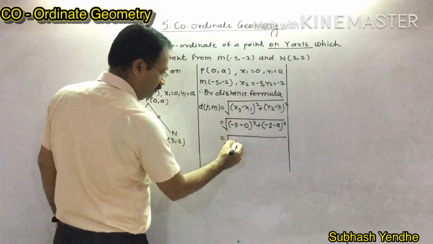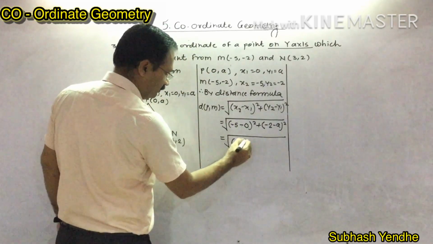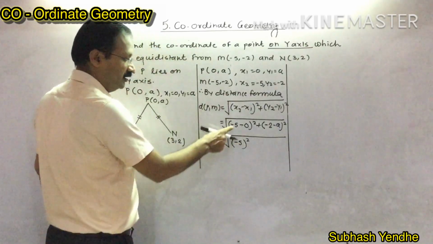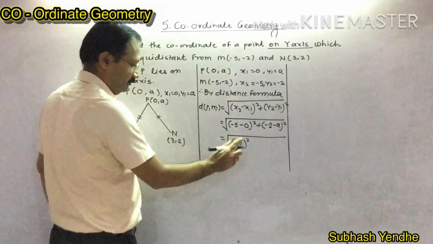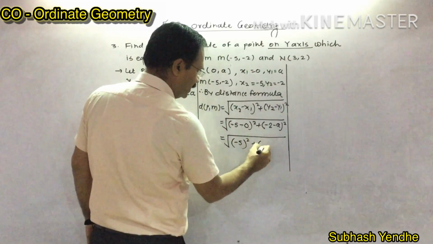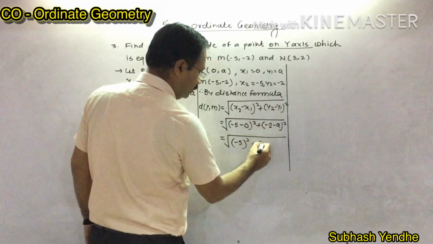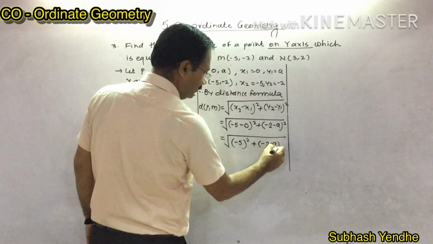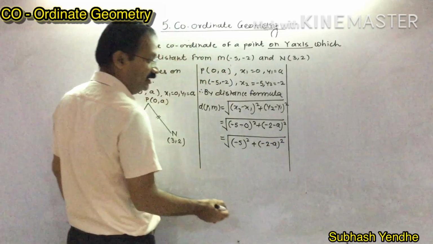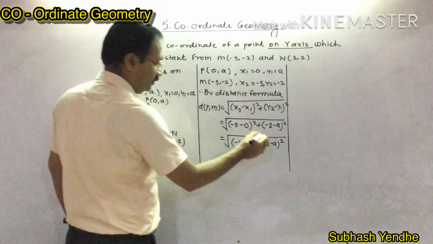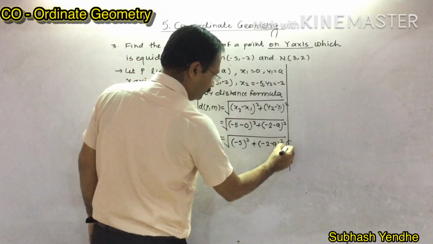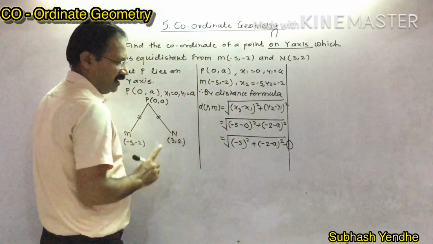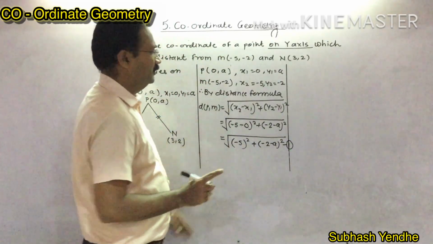Then you have to find this one. -5 minus 0 will be -5. If you subtract 0 from any number, your answer will be that number. Then we cannot subtract a from -2 because one is a number and another one is a variable. So it will remain as it is. So give the number 1 to this one. I am not going to solve the right part.